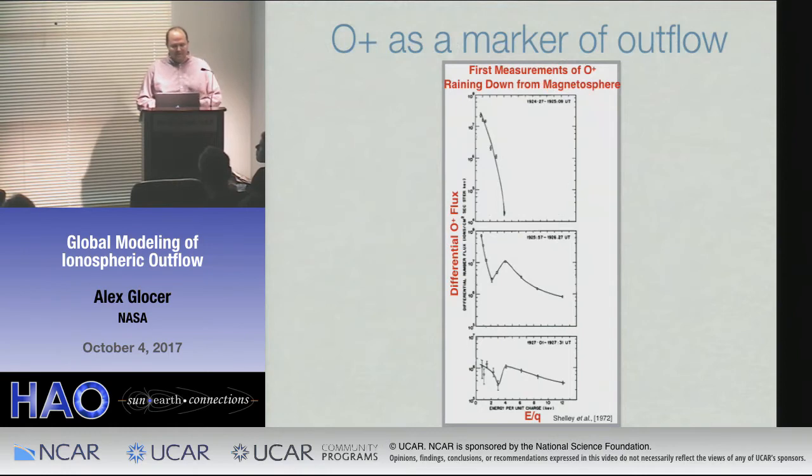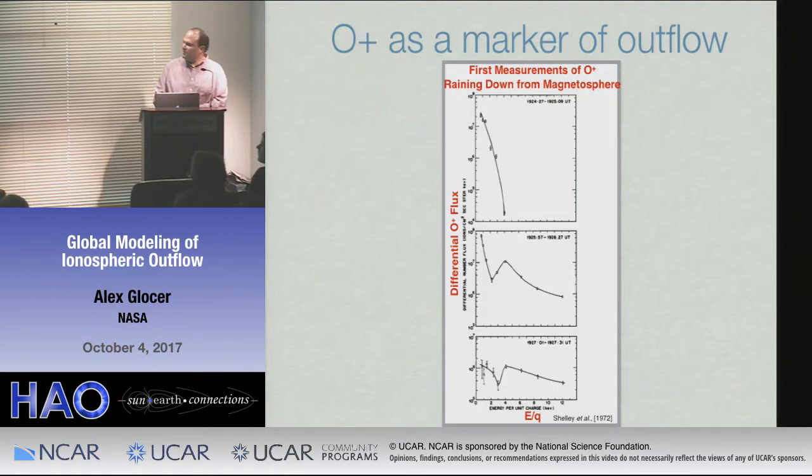But the ionospheric outflow isn't just protons, it also includes other species, and in particular, there's a lot of interest in oxygen. The reason for that is while protons can come from either the solar wind or the ionosphere, if you see oxygen in the magnetosphere, it really can only come from an ionospheric source. These are from some of the first observations of that. This is from a paper by Shelley et al. 1972.